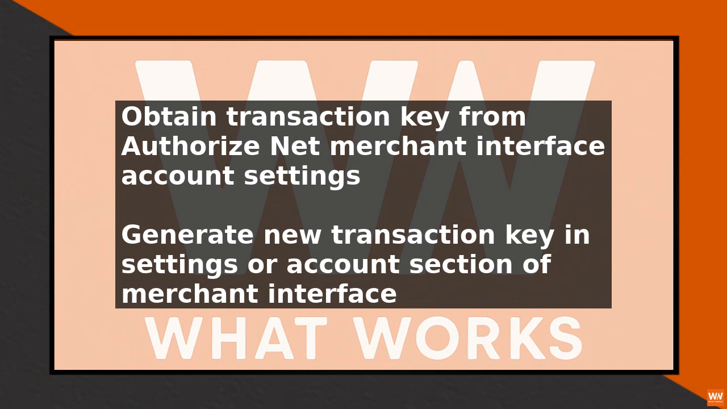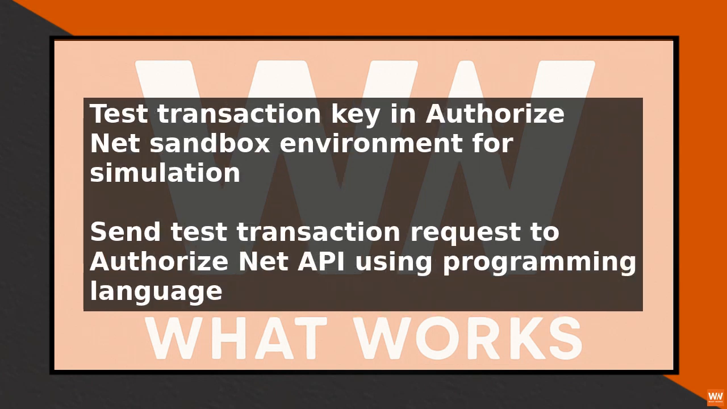To test the transaction key in the sandbox environment, you will need to use a programming language such as PHP or Java to send a test transaction request to the Authorize.Net API. The request should include the transaction key and other required parameters such as the amount and payment method. If the transaction key is valid and the request is formatted correctly, the Authorize.Net API will return a successful response indicating that the transaction was approved.